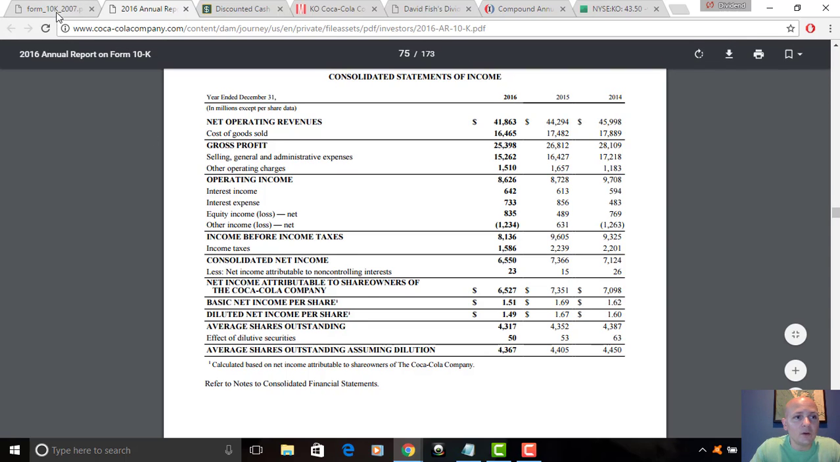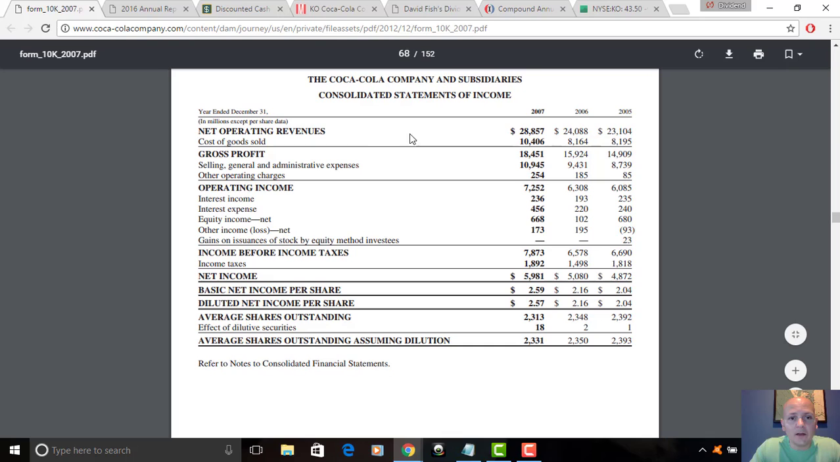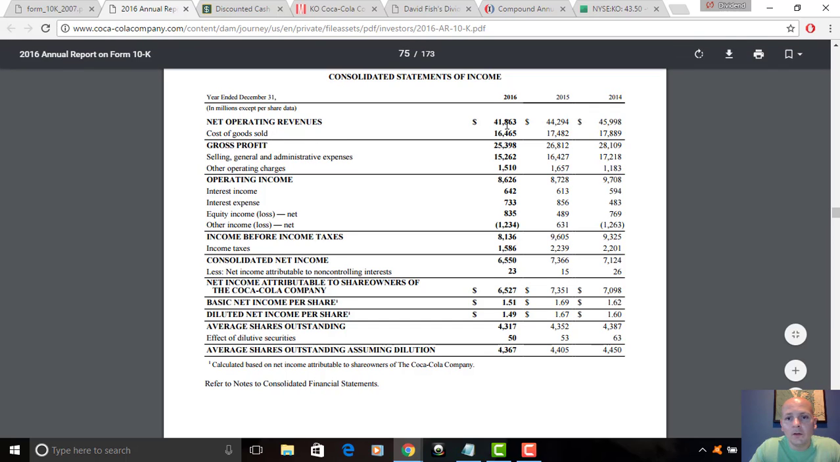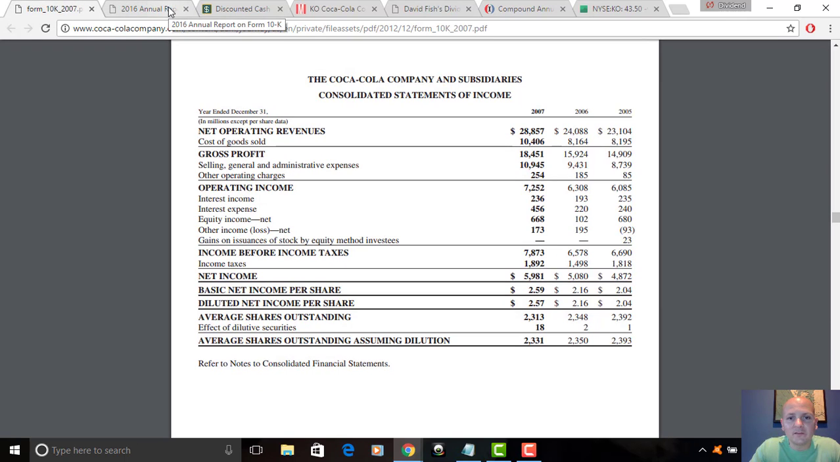We can see what they've done with revenue real easily here. You've got operating revenue of almost 28.9 billion in 2007. In 2016, Coke sold almost 42 billion worth of product. So pretty solid growth. This is a mature company, and they obviously have some headwinds, especially in developed countries where people are not purchasing carbonated beverages as much as they used to.